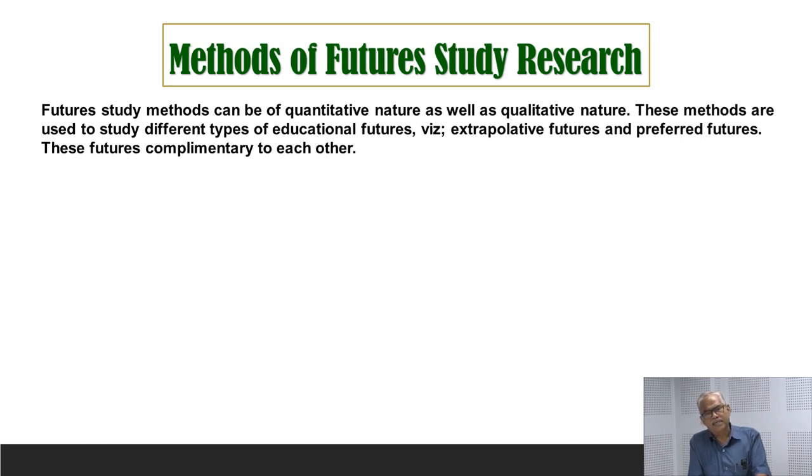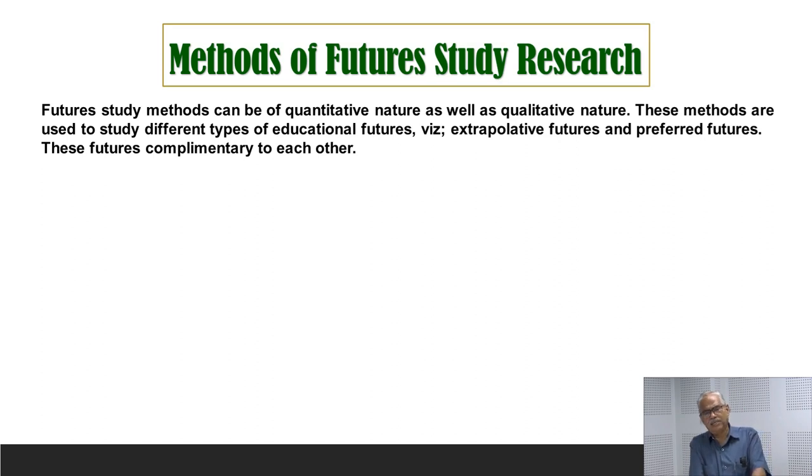Second, what should happen in future? The future can be long term, the future can be short term. We make different methods for extrapolating, forecasting what is going to happen on the basis of the data which are of quantitative nature. They are known as extrapolative futures. When you say what should happen, what should be the mission, what should be the futures scenario and how it should direct our education system, research methods of a qualitative nature are geared towards preferred future scenarios.